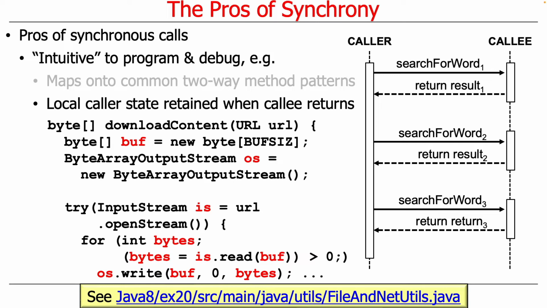And everything that I've highlighted, buff, OS, IS, and bytes and so on, those are all local objects whose state is automatically restored when method calls return. So when we call read, that pushes another record on the stack of activation records, a call record. And when it comes back, IS and bytes and OS and buff and so on, they all have exactly the same values they did when the call was made. You do not have to explicitly save and restore the state.